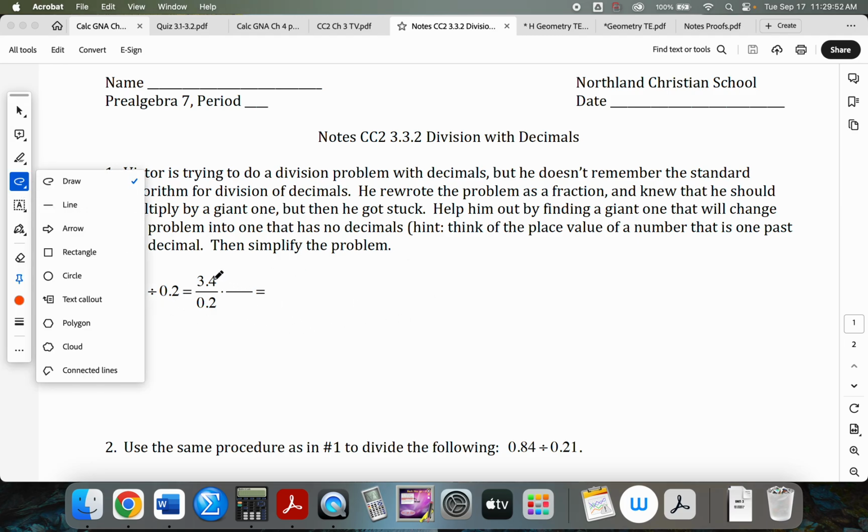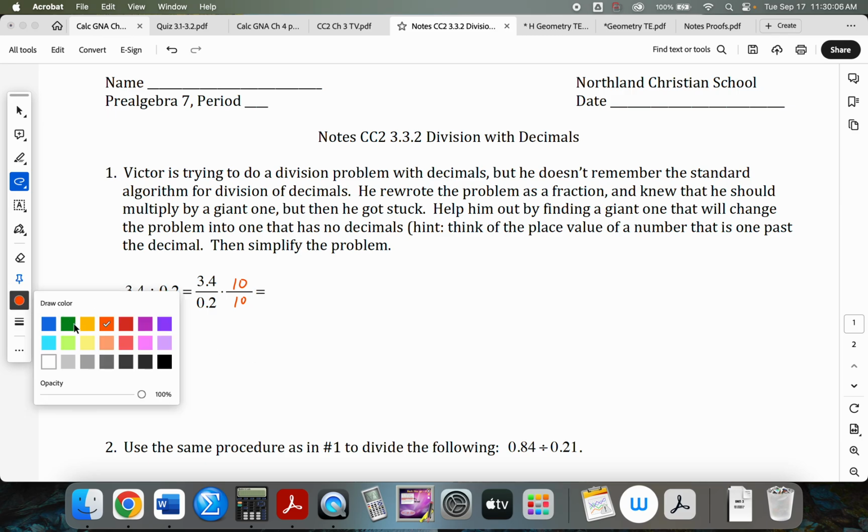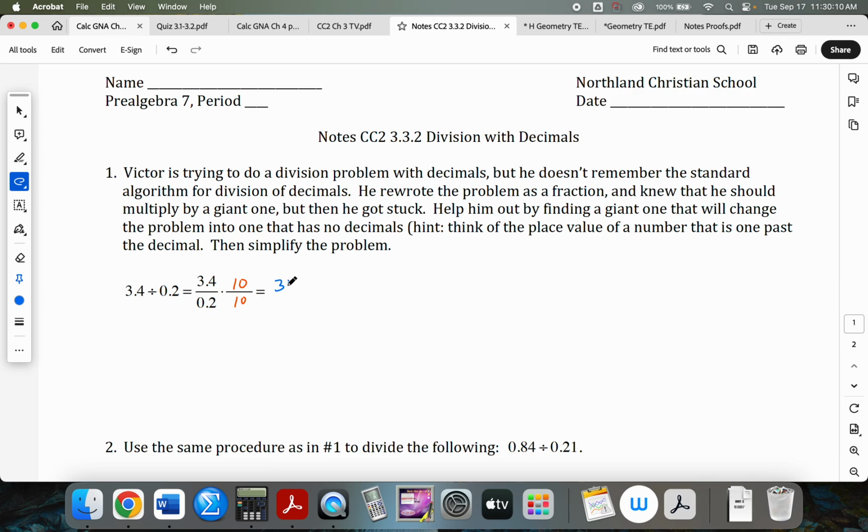So, 1 place behind the decimal is what place value? What is it? The tenths place. So I can multiply by 10 over 10. And when I do that, I get 34 over 2, which is 17.